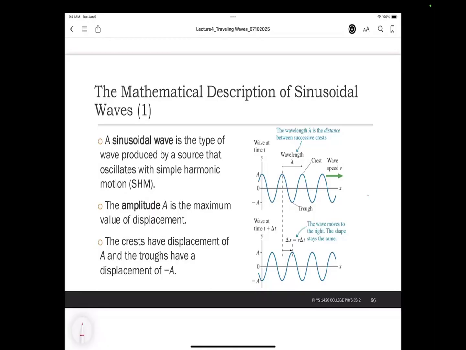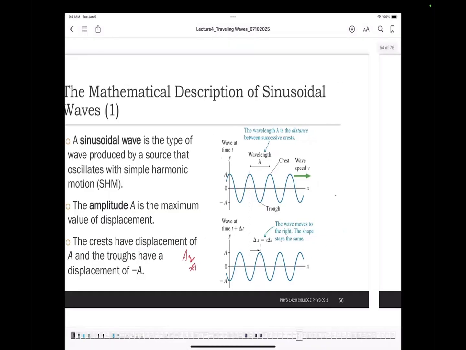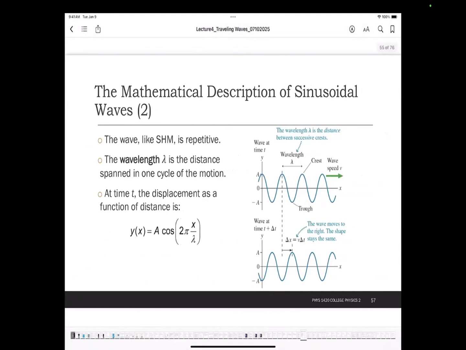When you see waves, for example a water wave, there is a top point, the crest, and we say it has a displacement of A, and then there will be a trough, and it will be negative A. Does that make sense to you? And it's just like this. Yeah. Okay.